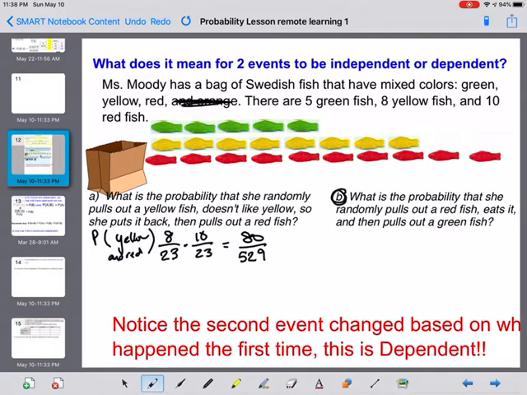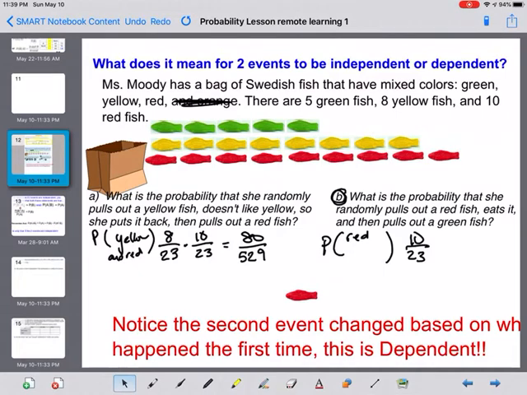Let's look at B now. What's the probability that she randomly pulls out a red fish, eats it, and then pulls out a green fish? She reaches her hand in the bag, grabs a red fish, takes it out, but this time she likes red because red's delicious, and she eats it. So the probability that she pulled out a red that time, there were 10 red out of the 23 total.